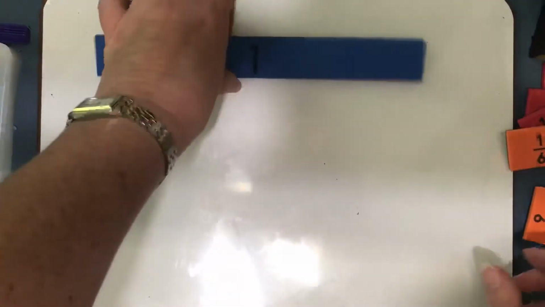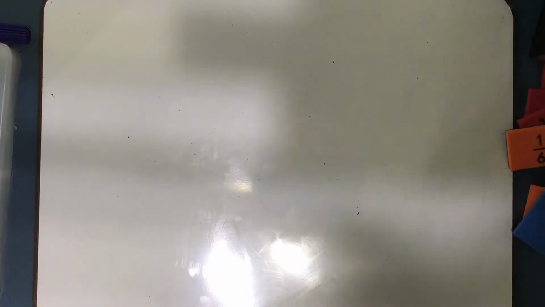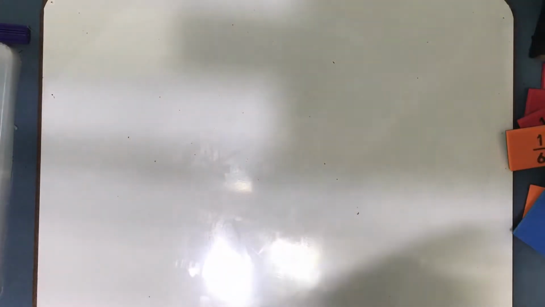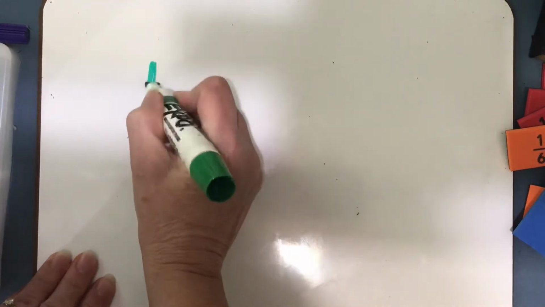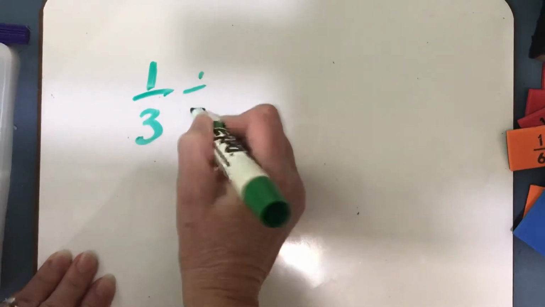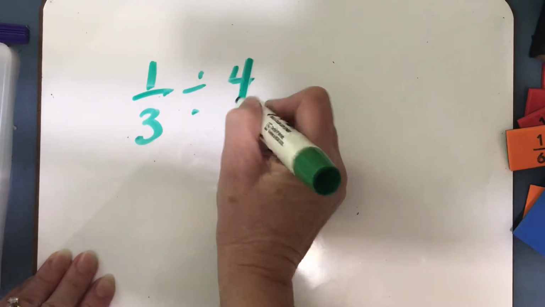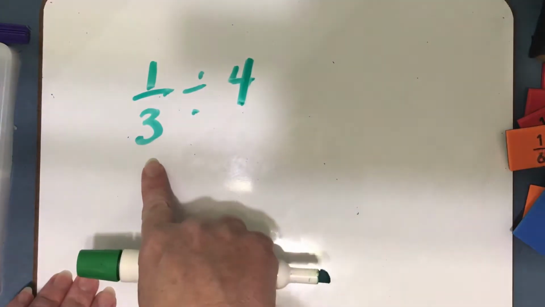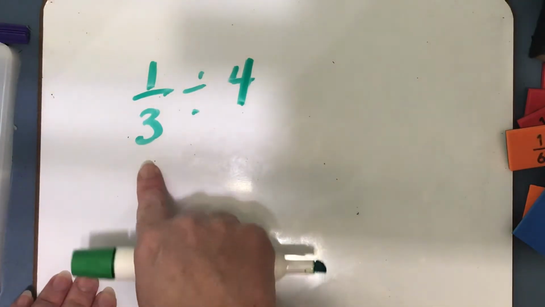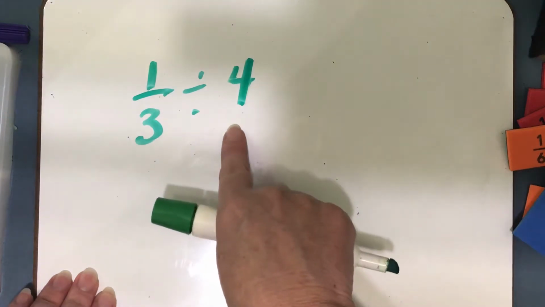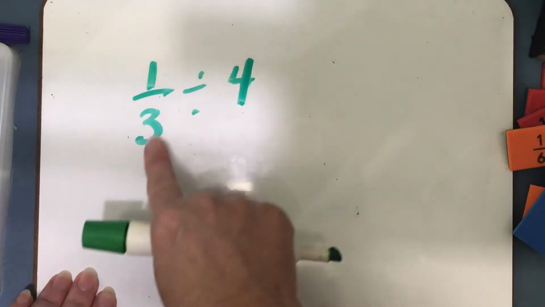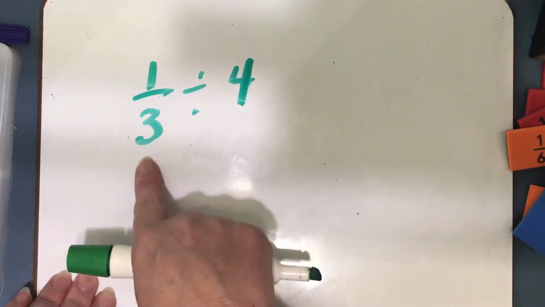So when we divide a unit fraction by a whole number, a unit fraction is going to be less than 1. So if I have 1/3 divided by 4, think about it, I'm taking 1/3, something that's less than 1, and dividing it into more parts. That means I'm going to get a smaller number than 1/3.